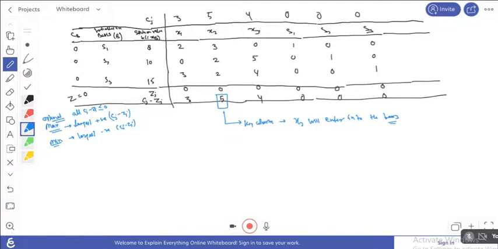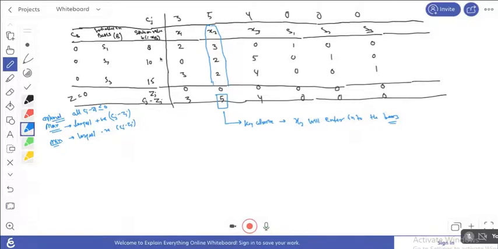So we have to go on to find the optimal solution. Here x2 is your key column, so x2 enters into the basis. This is your key column, so we mark that specific column, that is column C2.